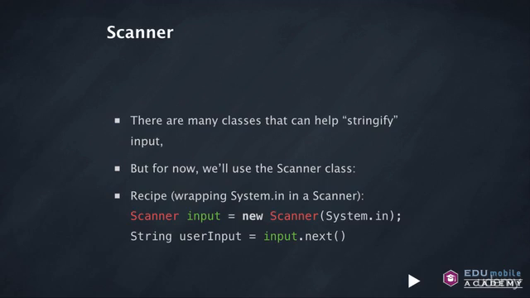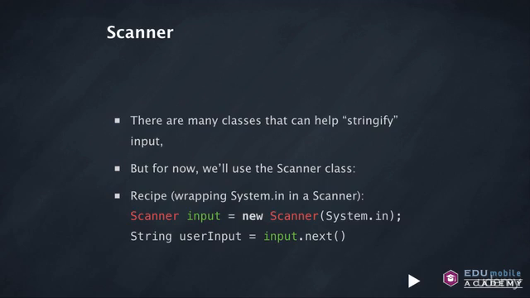Don't worry about the details of the recipe, but this shows you how to wrap standard in or system.in in a scanner so we can use it to get strings. We declare a new thing of type Scanner. We're calling it input, and we get a new scanner. We'll talk about this when we talk about making objects and classes and things like that. And we're using system.in to create that scanner in some way. Again, don't worry about the detail.